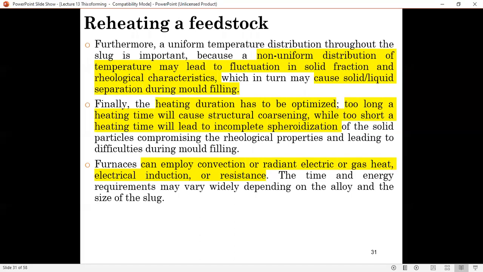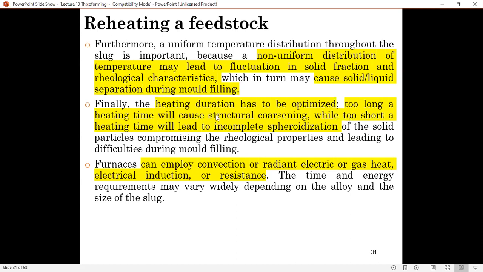When you heat it up, the outside layer will start to heat up first compared to the inside. So you have to somehow make sure that the billet achieves the temperature uniformly. You have to give some time for the billet to achieve a uniform temperature. Heating duration has to be optimized.